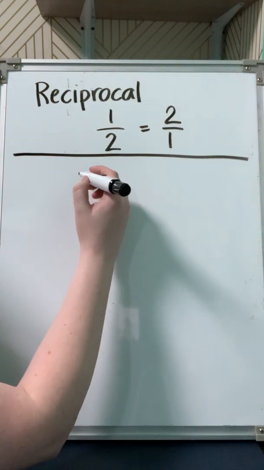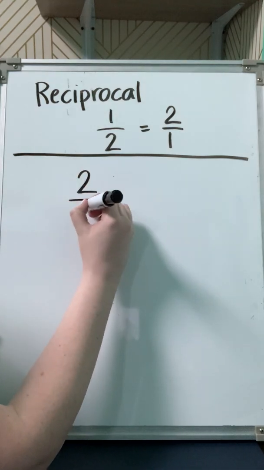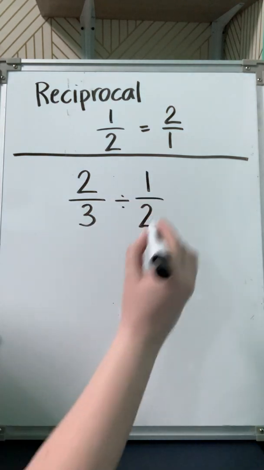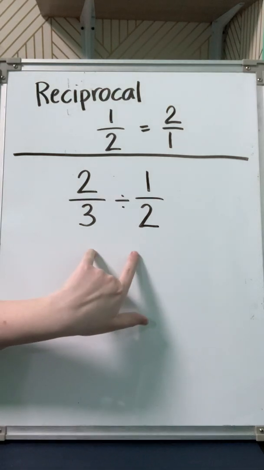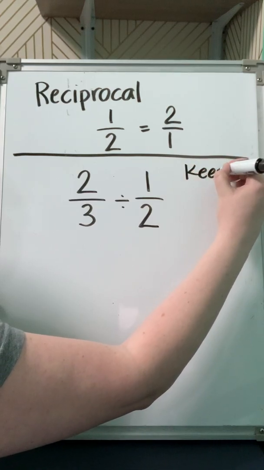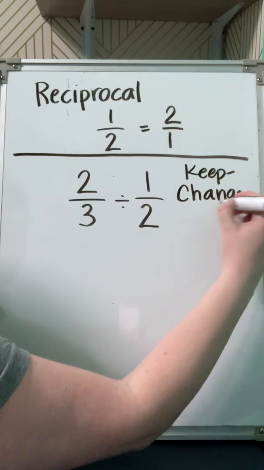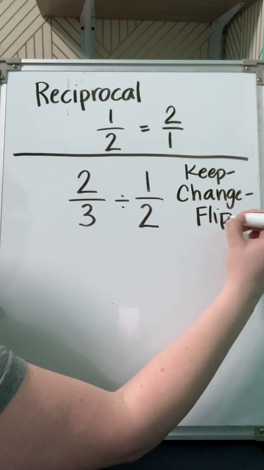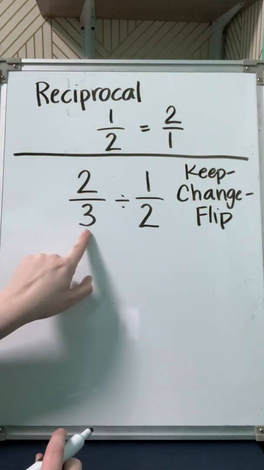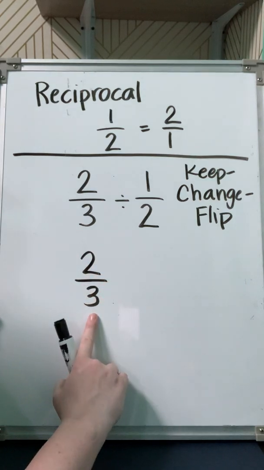And let's start with a simple number sentence here. So let's do 2/3 divided by 1/2. Okay, so in order to divide these two fractions, you need to do something called the keep, change, flip method. Keep, change, flip. Okay, so what you're doing is you're working from left to right. You're going to keep this fraction the same. So we're going to rewrite our problem. 2/3, we're keeping this the same.